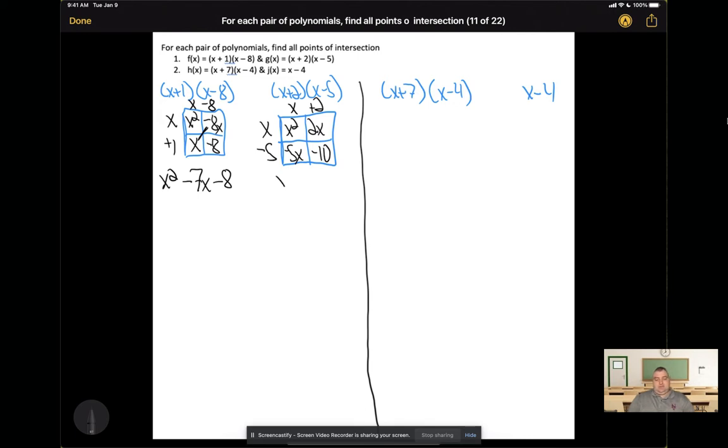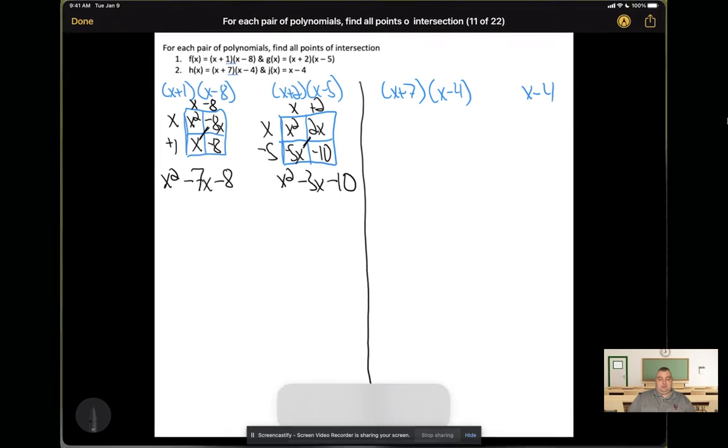So that's going to give me x squared. Then I have 2x and negative 5x. So 2x and negative 5x is going to give me negative 3x, right? And then minus 10. So that is step 1, to convert each of the polynomials to standard form.